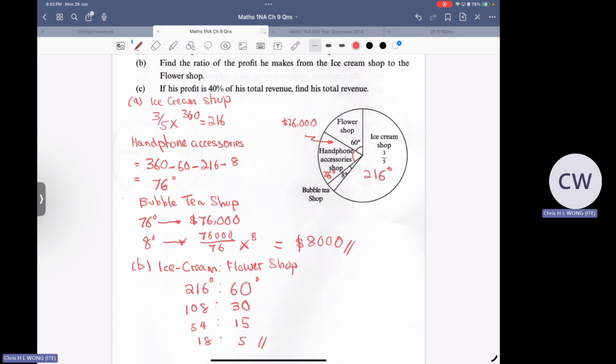Okay, that was question C. They make one English error. I was looking at it and couldn't understand what they're talking about until I realized that they made a mistake. The question says, if his profit is his profit, okay, the whole circle is his total profit, right?